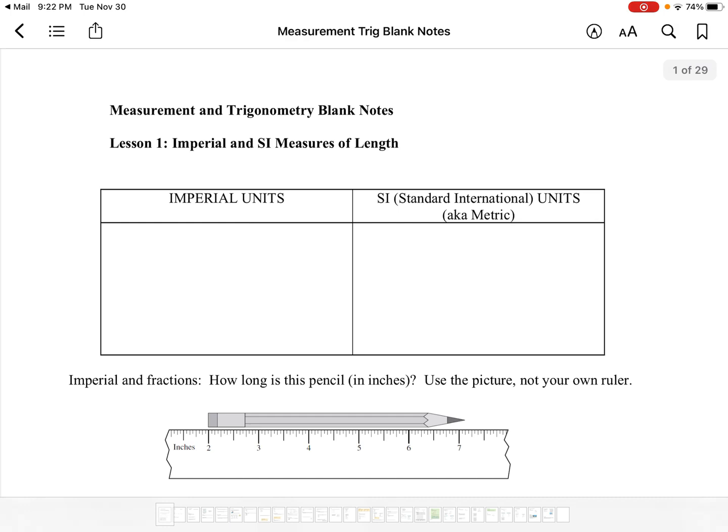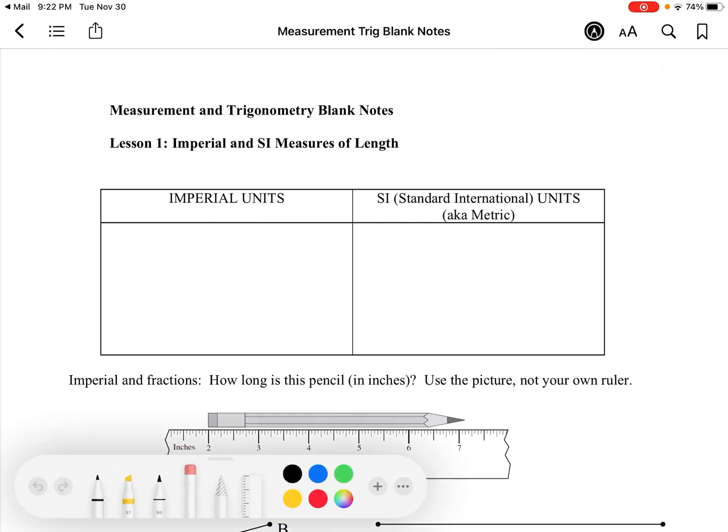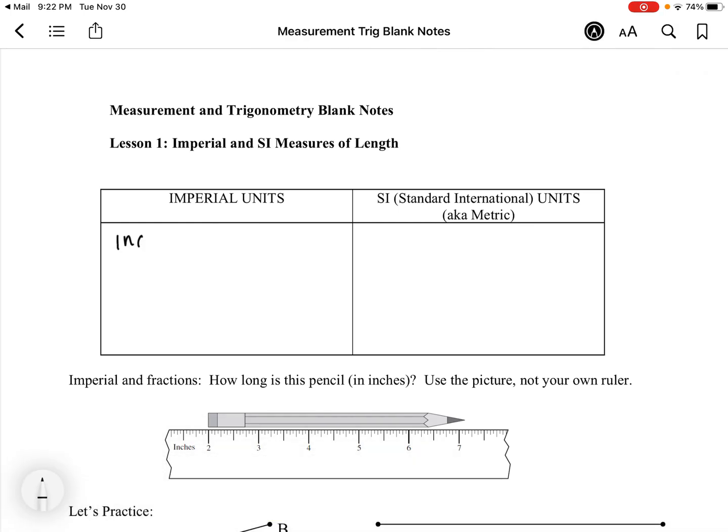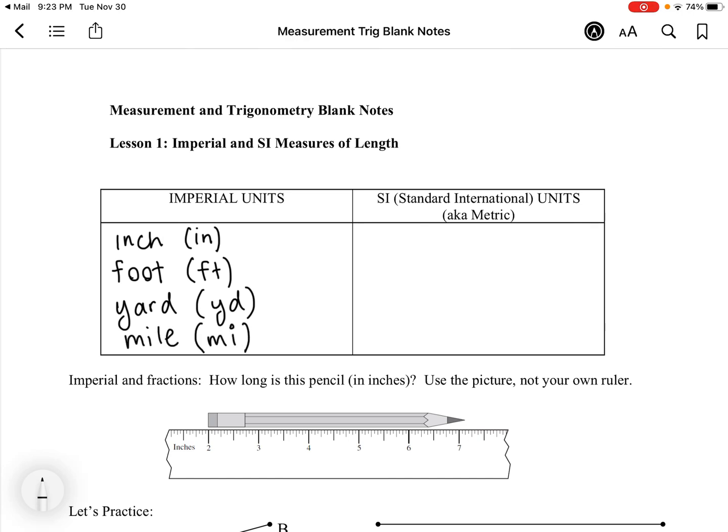The units of length that you will see in the imperial system are, the smallest unit of length is the inch, and you can abbreviate that with IN. You might see the foot, that's the next biggest unit of length. You will see the yard and the mile. And the mile is abbreviated MI. So it has an I in it, and that will become important in a minute.